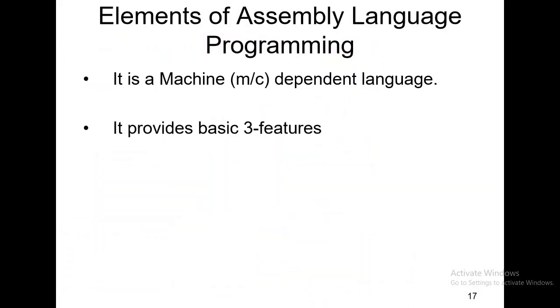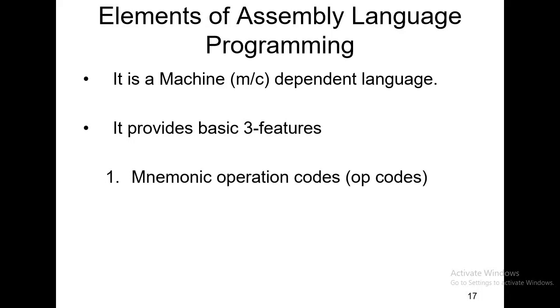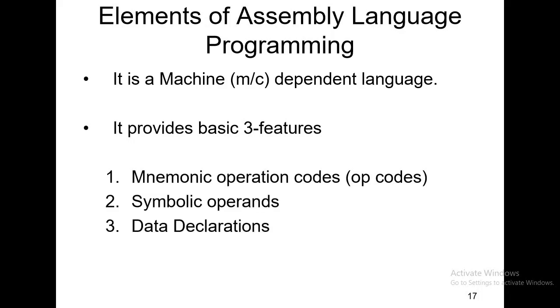Now see, what are the elements of assembly language program? See the difference between statements of assembly language program and elements of assembly language program. First one is what? Mnemonic operation code, that is opcode. Second is symbolic operand, and third one is data declaration. These are three types of elements of assembly language program.